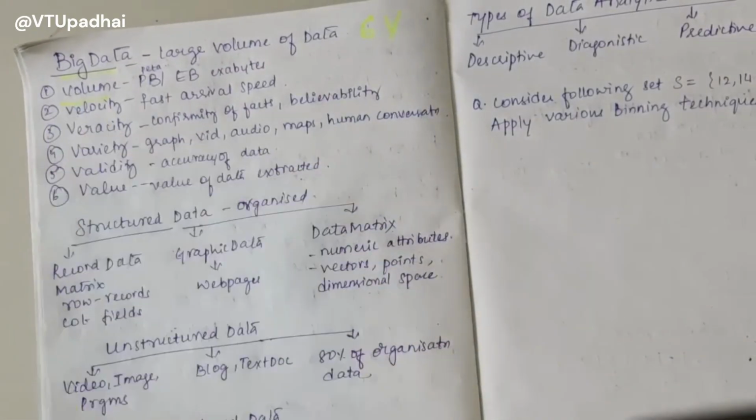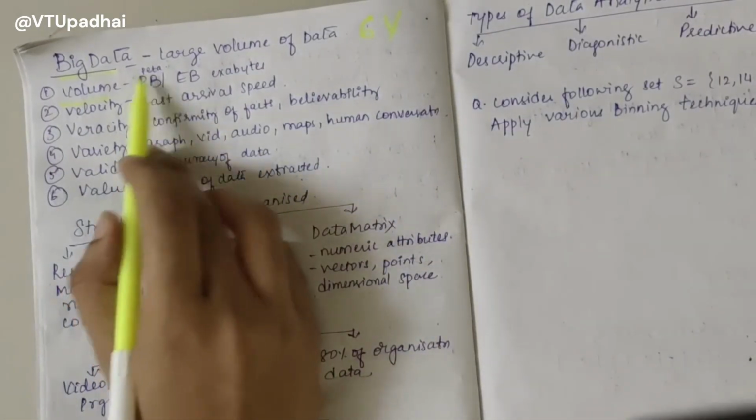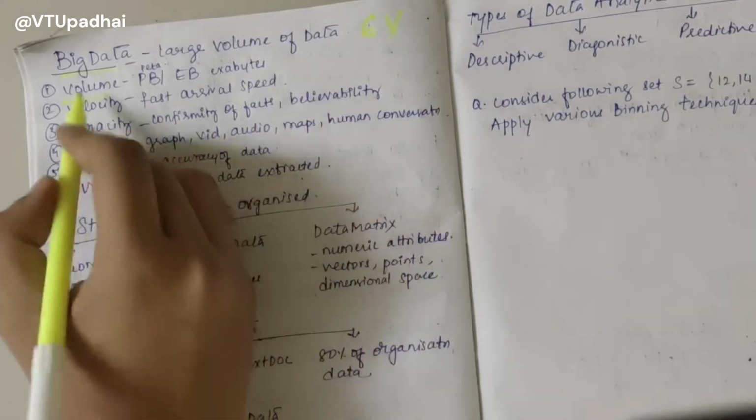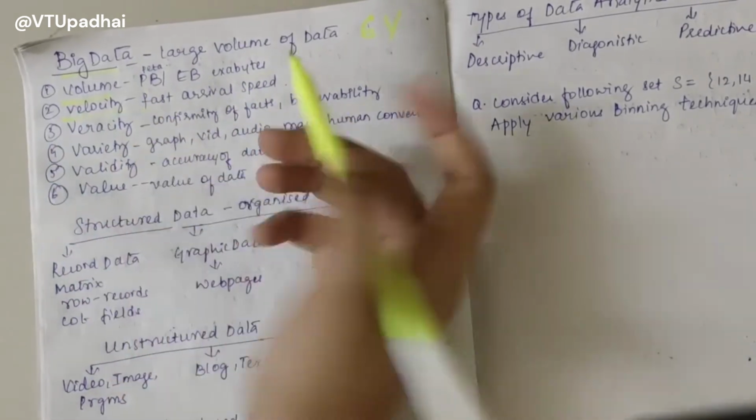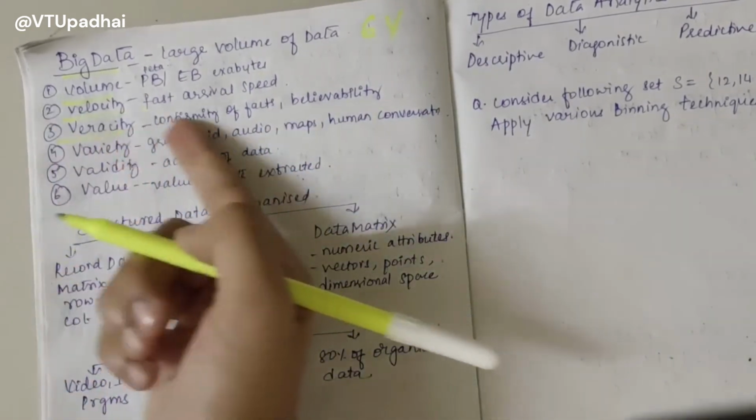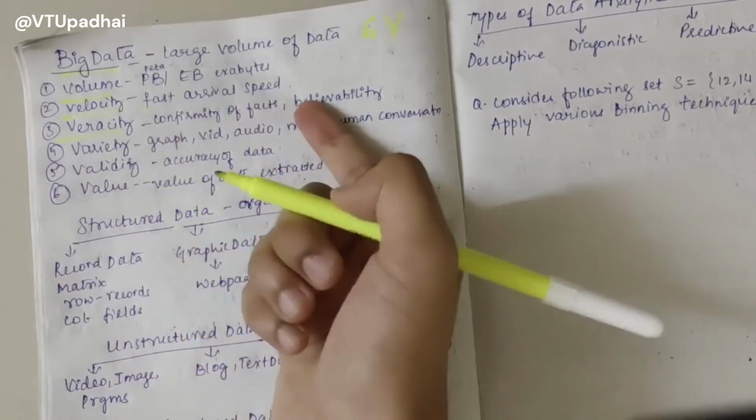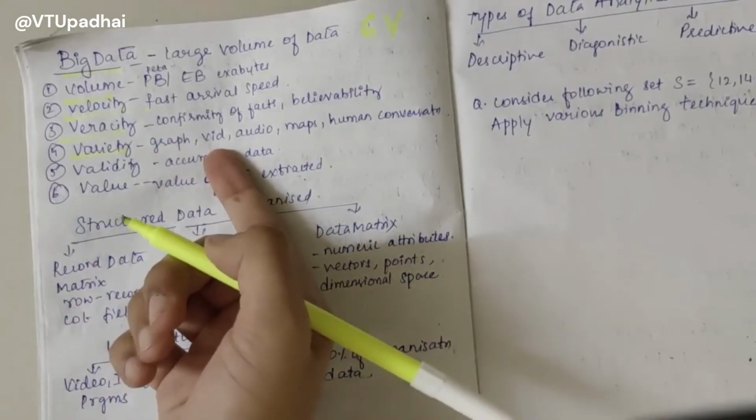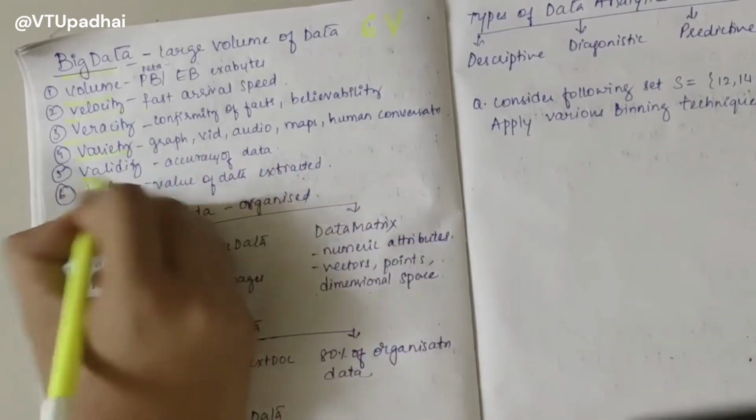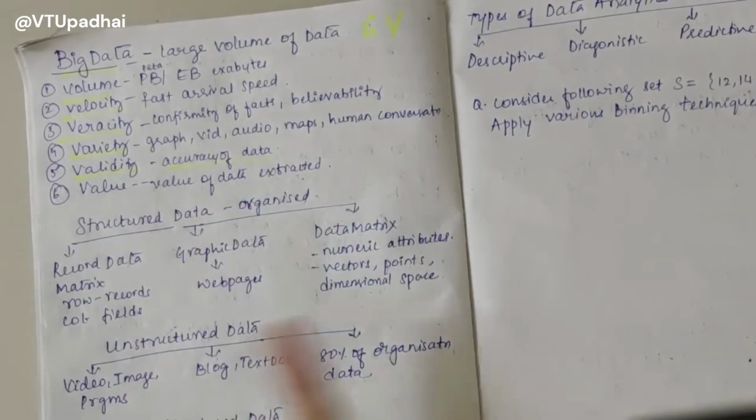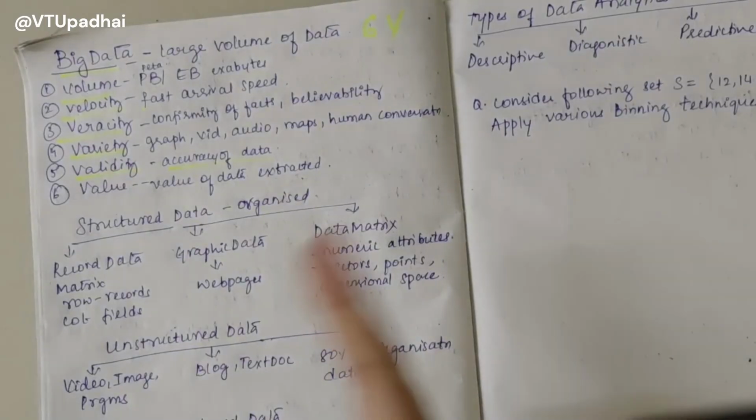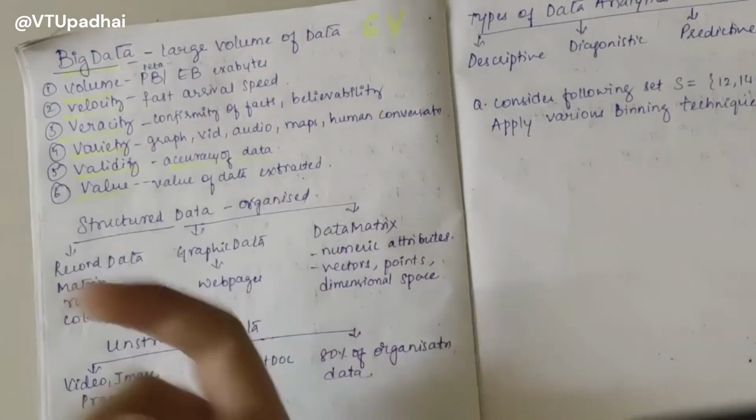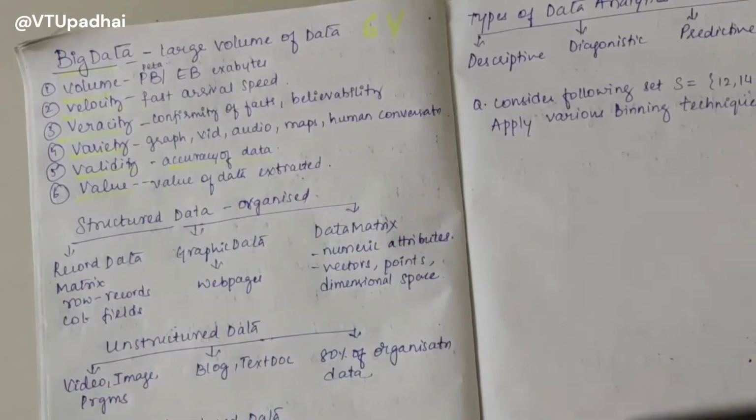The first one is volume, that is volume is stored in petabytes or exabytes. Then we have the velocity, that is fast arrival speed. Then we have the veracity, that is confirming of facts and believability. Then the variety, here the data could be graph or video or audio or map, anything. And then the validity, that is accuracy of data. The data which you have obtained needs to be accurate enough to perform the further operations. Then we have the value, that is the value of data which is extracted.